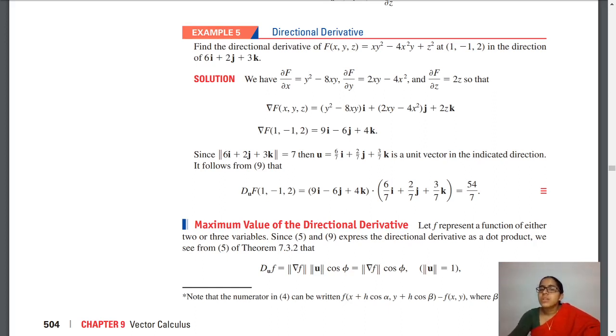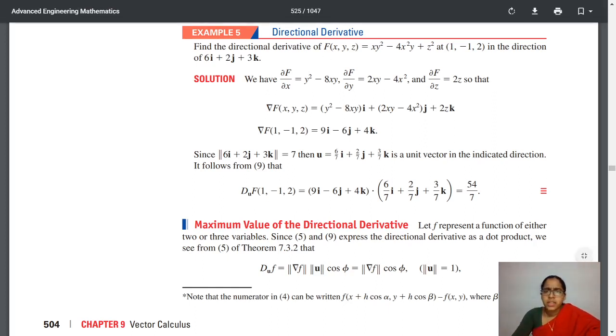Now first we will check whether the given vector is a unit vector. We can easily say that it is not, because the magnitude is not 1. So we are going to divide it by the magnitude. What will be the magnitude? It will be root of 6 square plus 2 square plus 3 square, that is 36 plus 4 plus 9, that is root of 49, which is 7. What will our unit vector be? We have to divide the given vector by 7. That will be 6 by 7 i plus 2 by 7 j plus 3 by 7 k.